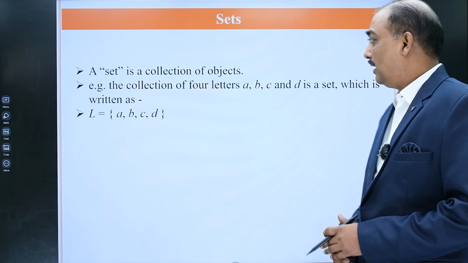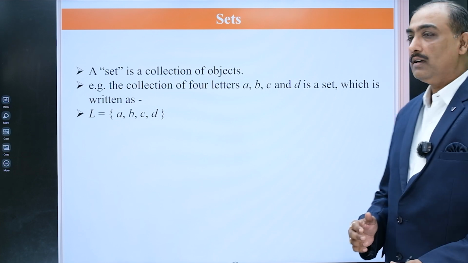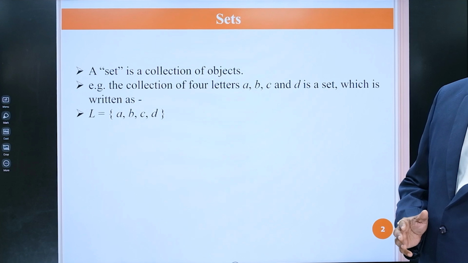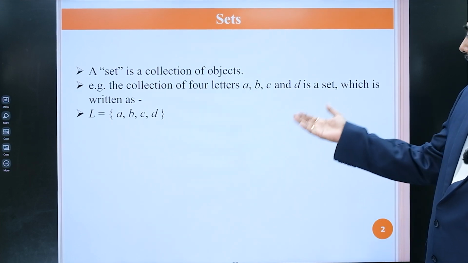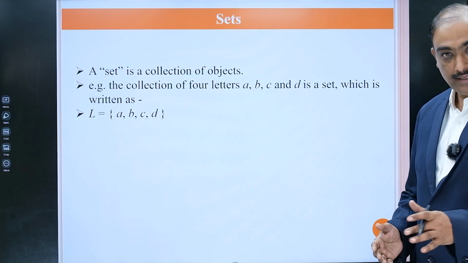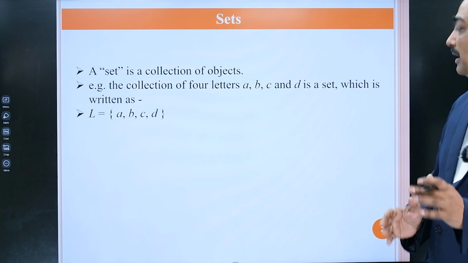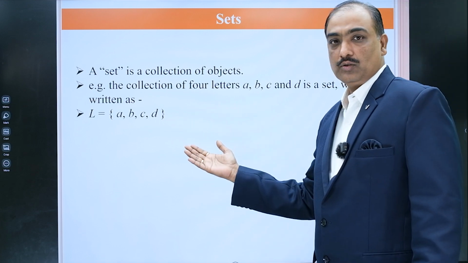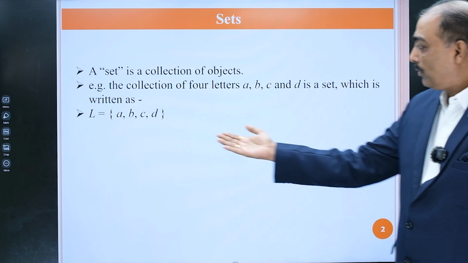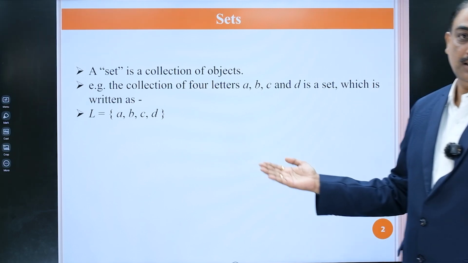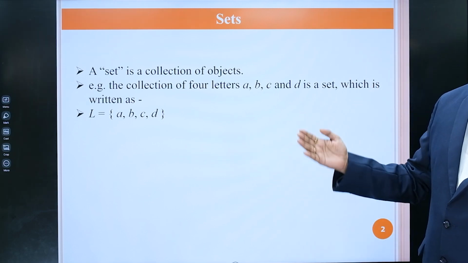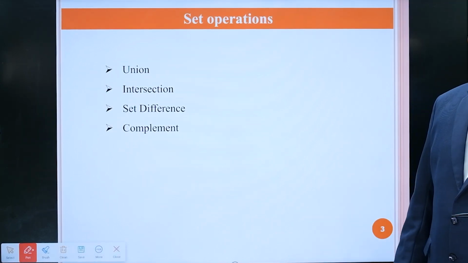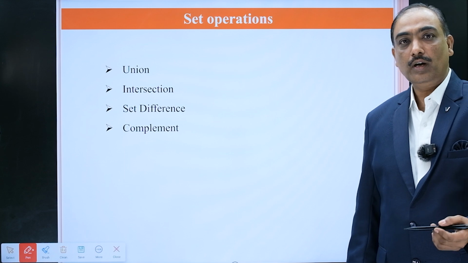What exactly is meant by a set? As this definition says, a set is a collection of objects. Now these objects can be any member of this particular set, like a collection of four letters, A, B, C, D. So it is a finite collection of elements, which is written as L = {A, B, C, D}. So this becomes a set, and whatever elements are in this set are also called the members of this set.